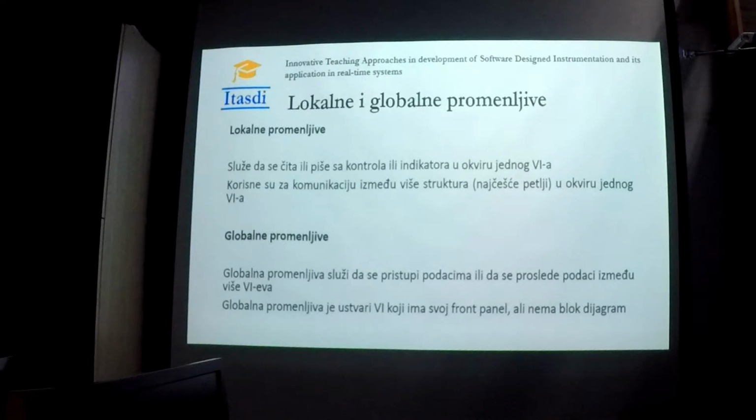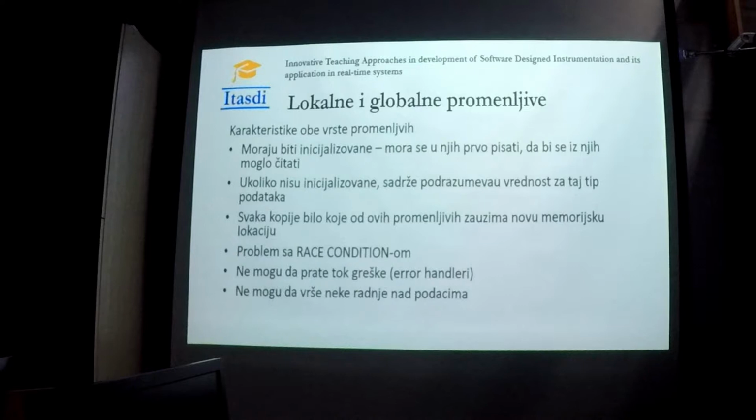A particular thing about a global variable is that it is a type of VI that possesses its front panel but does not have a block diagram for that front panel. So these are mostly the characteristics of both types of variables. Both of them should be initialized, so in order to read from them, you first must write some initial value to them. If they are not initialized, they contain the default value for that particular data type.